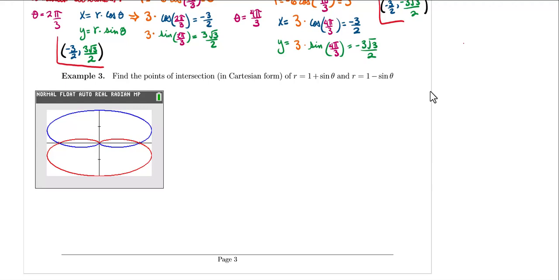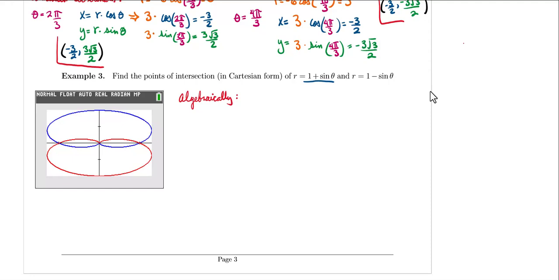Welcome back. So hopefully your sketch looks something like this graph, where we have essentially two cardioids that are overlapping. All right, so let's see if we can go ahead and find the points of intersection. So once more, let's begin by finding them algebraically. We're going to be setting both functions equal to each other.